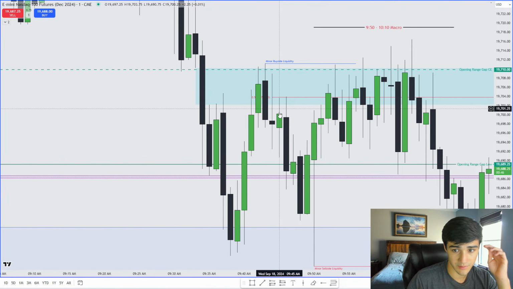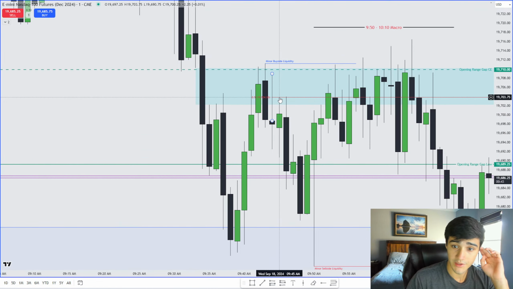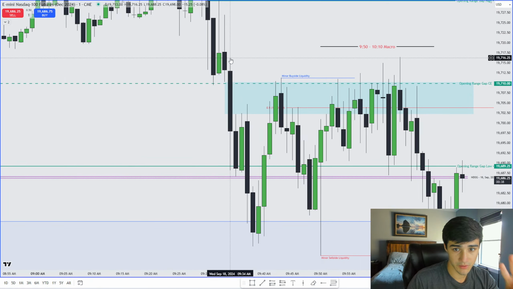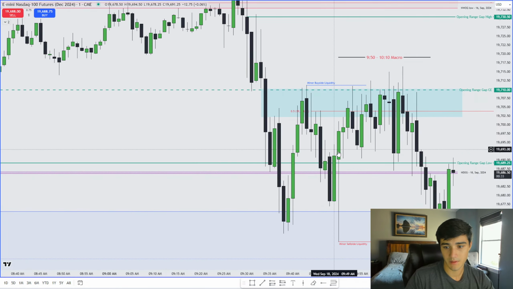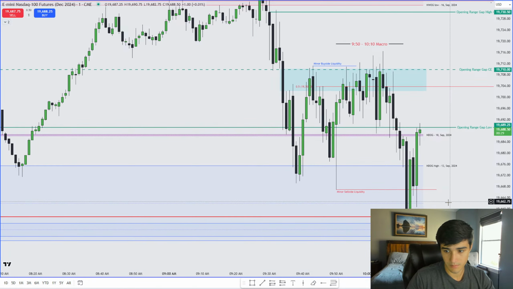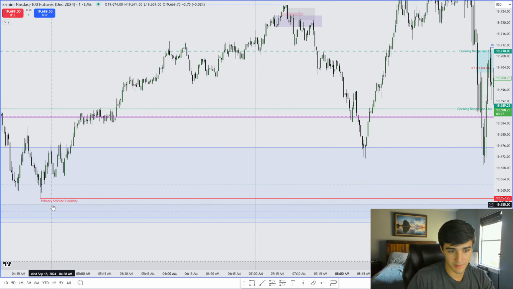So I could have sold short when we opened here, traded back up into consequent encroachment there. That would have been a selling opportunity with this stop above, 2 ticks above candle 2 high. But I hesitated. My first partial would be at the initial short-term low. My terminus would be at the primary sell-side liquidity.